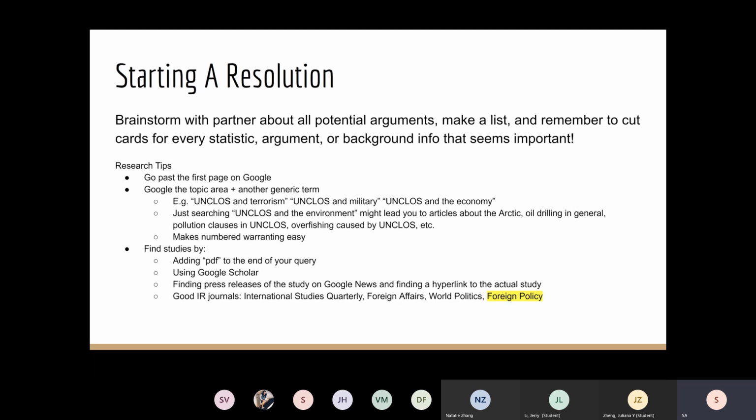Second, find studies by adding PDF to the end of your query, using Google Scholar, finding press releases of the study on Google News, and finding a hyperlink to the actual study. Good IR journals: International Studies Quarterly, Foreign Affairs, World Politics, Foreign Policy. These are all very good, and you can use these for not just debate, but school research as well. They're just good research tips in general.